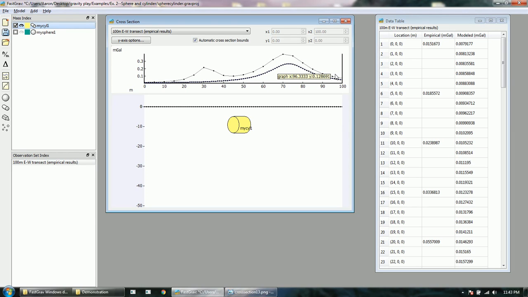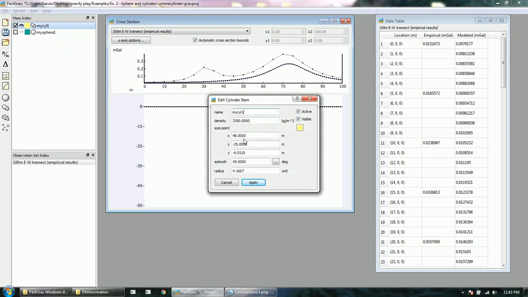Before we move on to the profile graph, a final reminder about the cross-section. Underneath everything, FastGrav uses observation points and mass item properties to calculate gravity effects. The cross-section is only a visualization of the underlying model. For a more precise and comprehensive representation of your model, you can always check the properties of your mass items directly by editing them and checking all of these numbers.